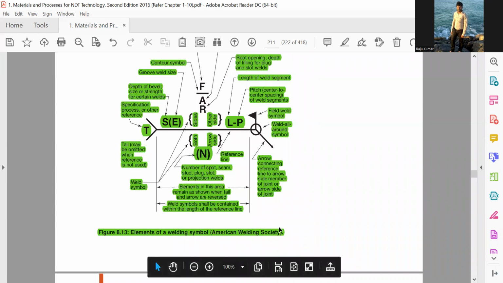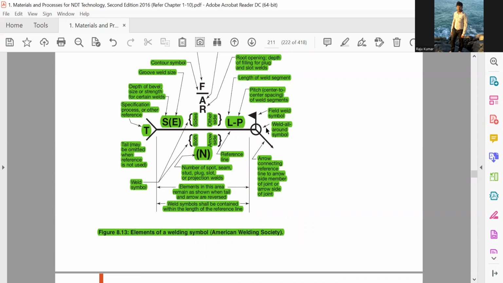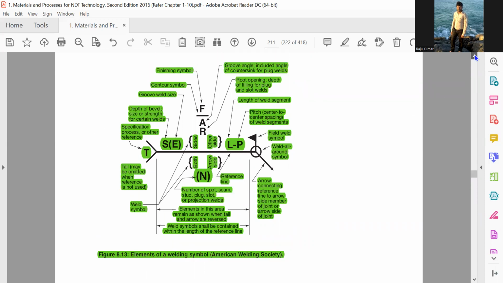Elements of a welding symbol, as per the American Welding Society. So there is the upside of the arrow and the bottom side of the arrow. So what is the difference? We go from the arrow side connection, reference line, to arrow side members of the joint, arrow side of the joint.